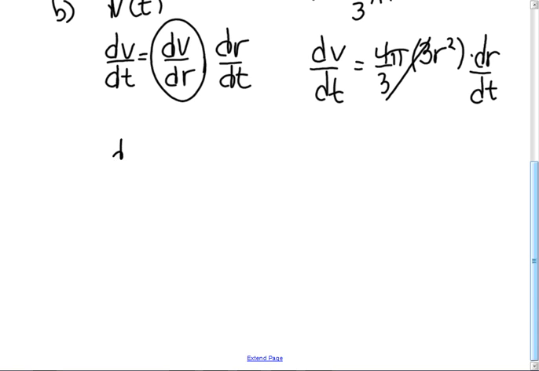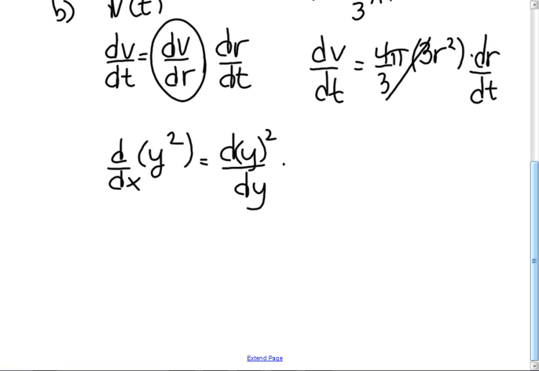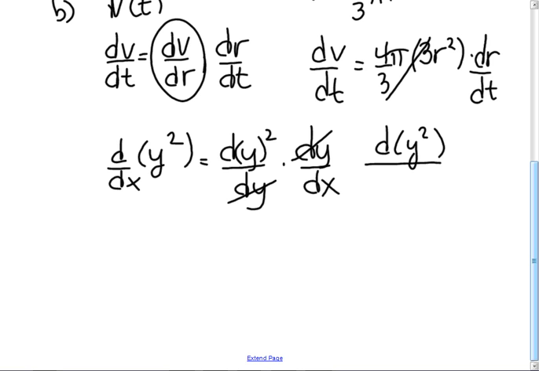So what if I do the derivative with respect to x of y squared? First I find the derivative of y squared with respect to y times the derivative of y with respect to x. That's the chain rule. Do you get d/dx out of that algebraically? The dy's would cancel, and you end up with d(y squared)/dx. Don't I get the same thing back?